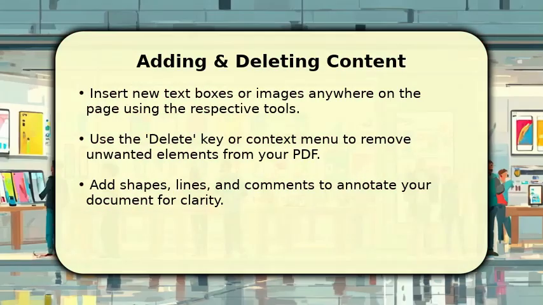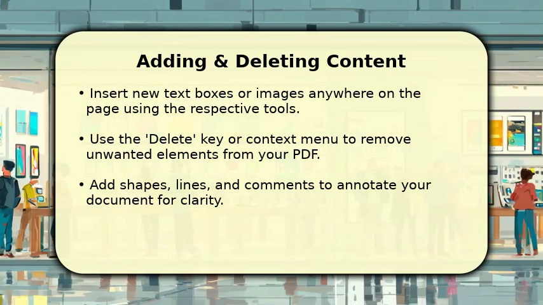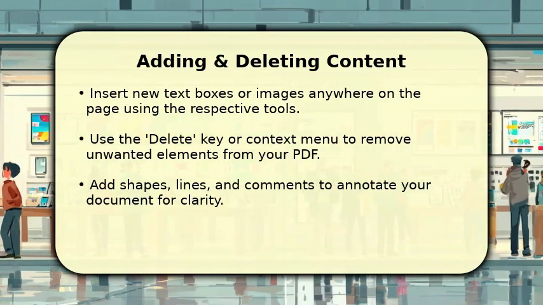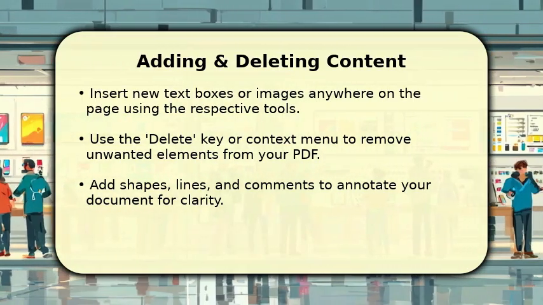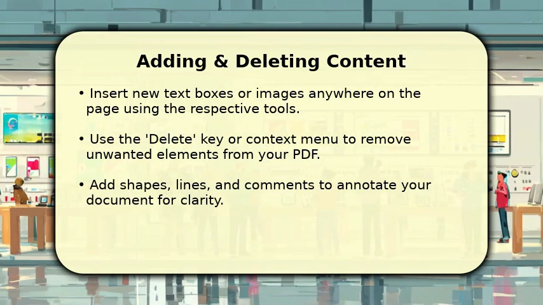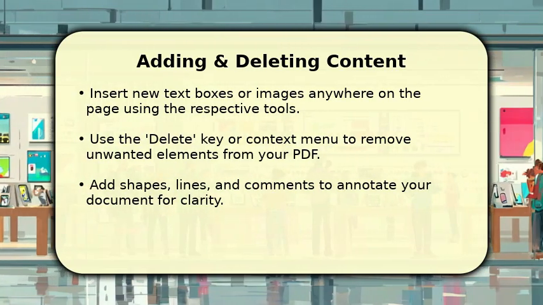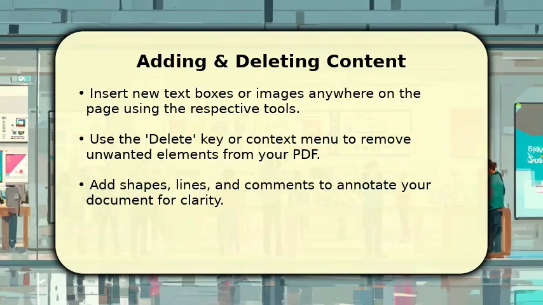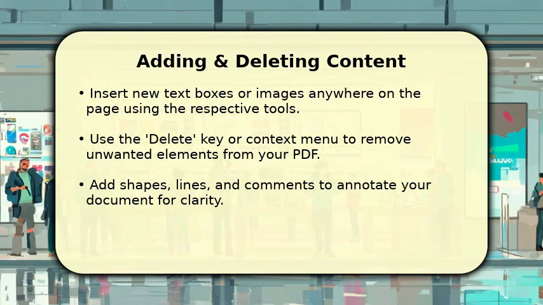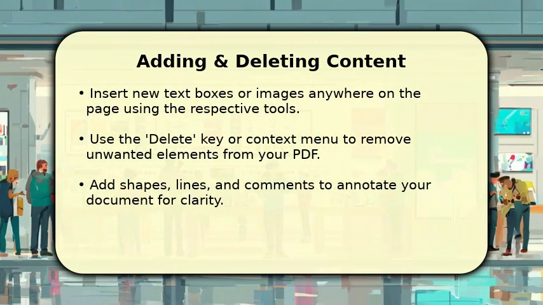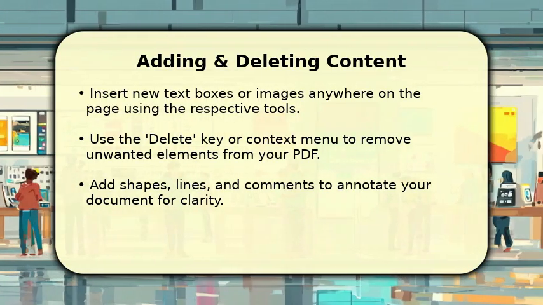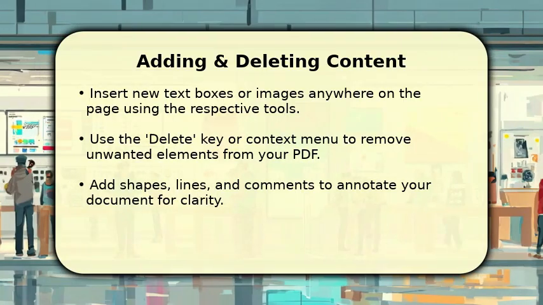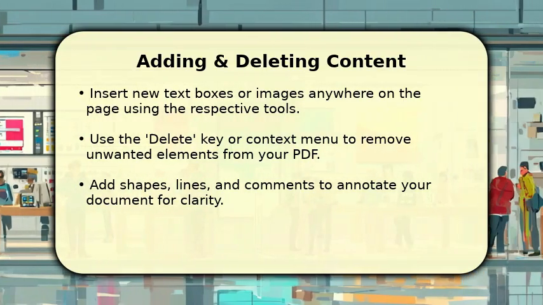Beyond editing existing content, Foxit allows you to add and delete elements effortlessly. To insert new text, select the Add Text tool and click where you want to type. Similarly, use the Add Image tool to place new pictures. To remove something, simply select the unwanted text block or object and press the Delete key or right-click and choose Delete. You can also enhance your PDF by adding shapes, lines, or comments for better communication.